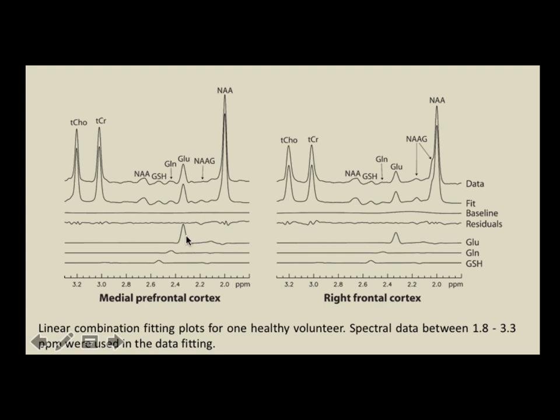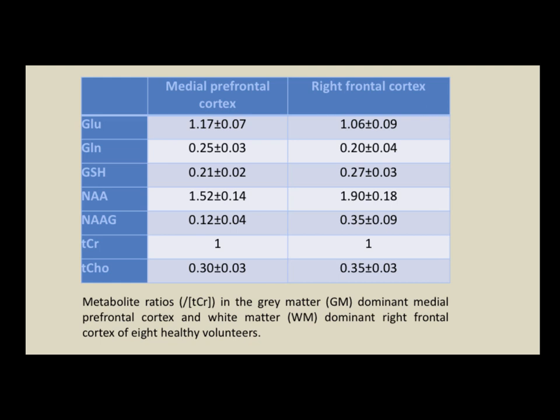Here, this one is the glutamate, the fitted glutamate peak. This is the fitted glutamine peak. This is the glutathione peak. So this is called linear combination modeling. Basically, the in vivo spectrum is fitted by a linear combination of NAA, glutamate, glutamine, glutathione spectra, which are simulated using density matrix formalism. So these are the relative concentrations of different metabolites.